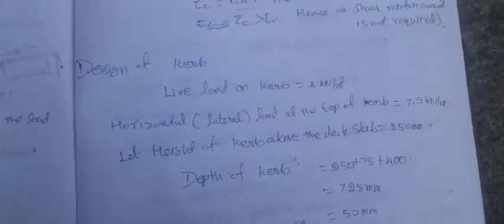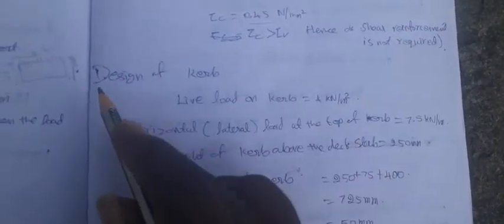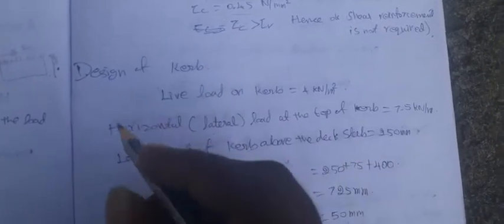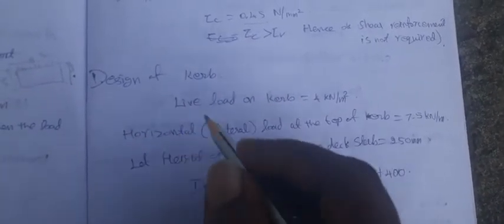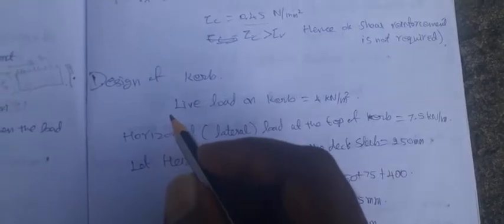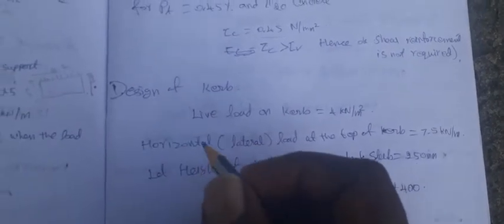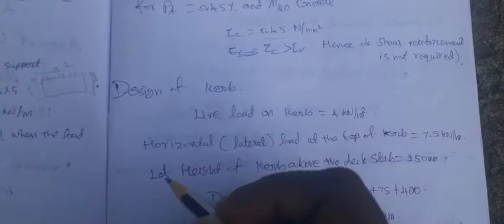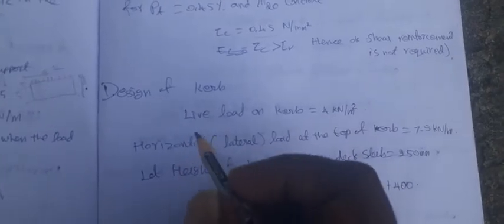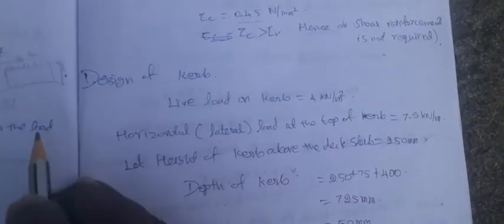Then the design of a curb. The curb is nothing but the side portion of this culvert. The curb is mostly used for safety against wheels and for passengers walking. Okay, we are going to design it.